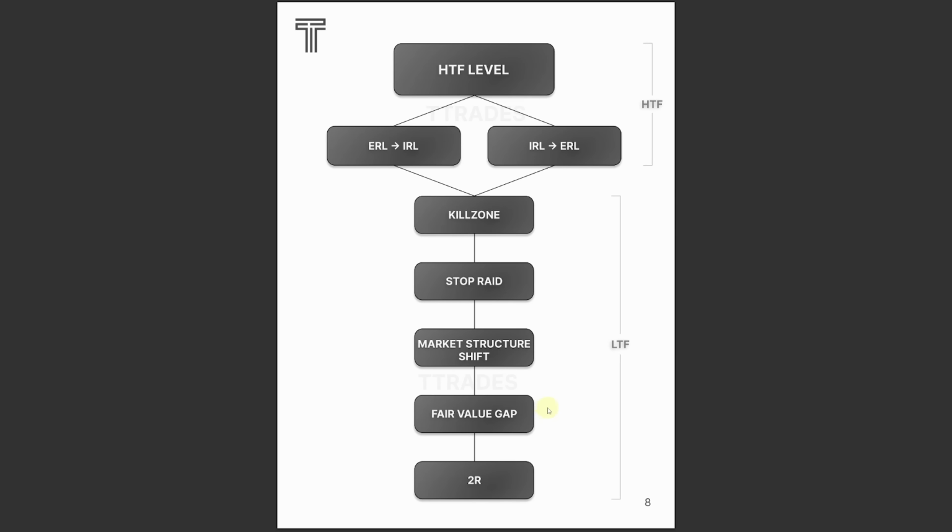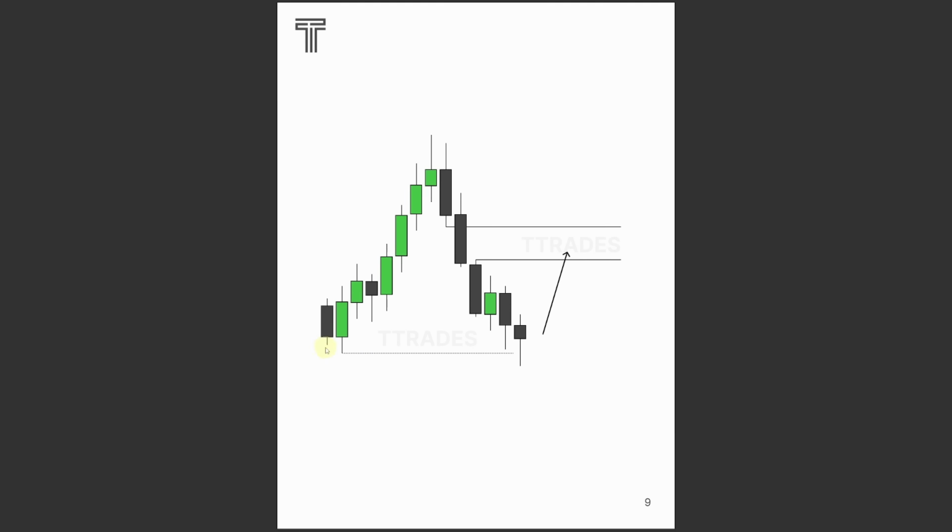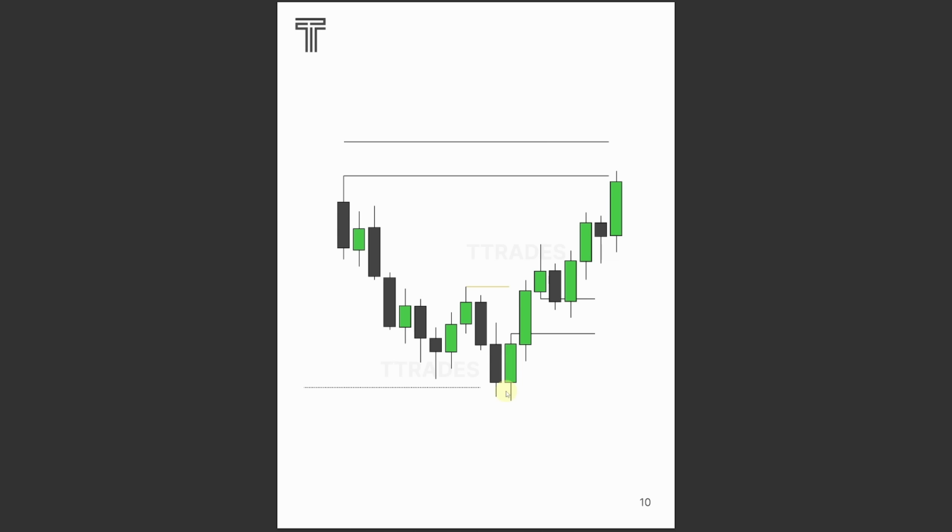So now let's take a look at the actual model. This model is just going to use a higher time frame level. Dropping down a time frame, I will look for internal or external liquidity. Then on the lower time frame, I will look to make sure I'm in a kill zone. I have a stop run, a market structure shift, a fair value gap, and then I will target 2R. So for an example of this, when we swept this external low and looking for price to trade to internal, then on the lower time frame, we get a market structure shift, a fair value gap, and targeting 2R on the way to this fair value gap.